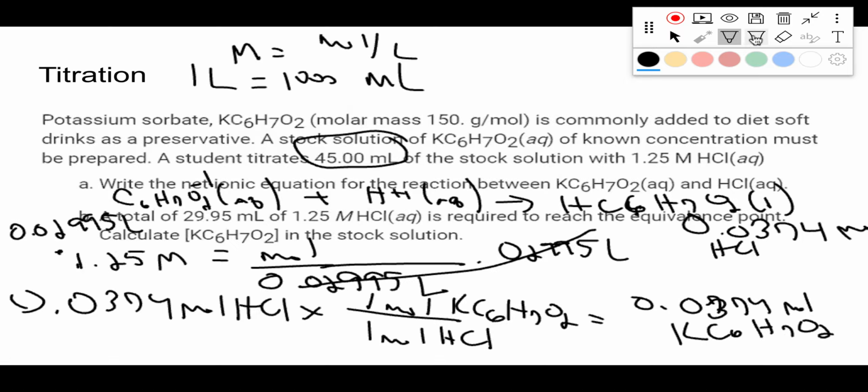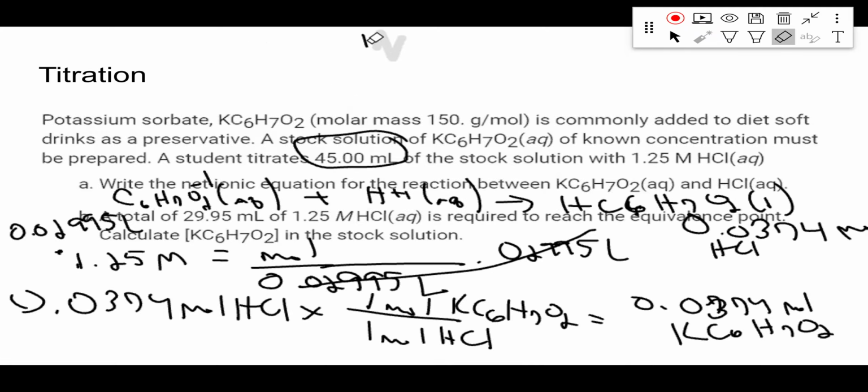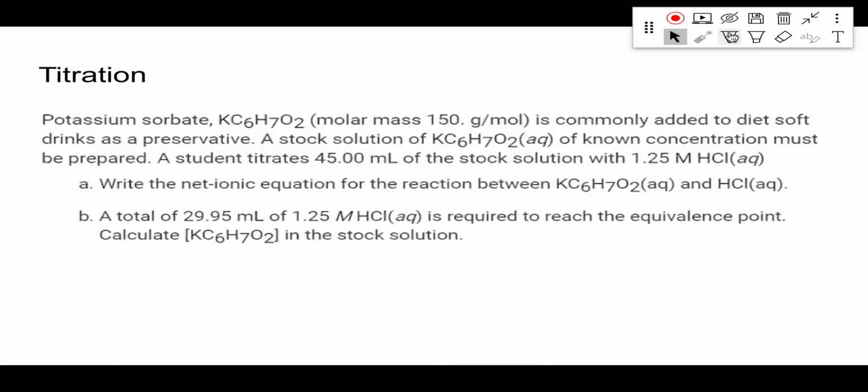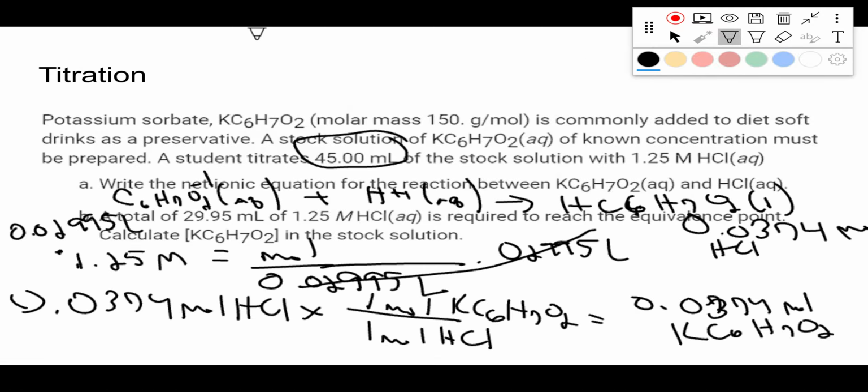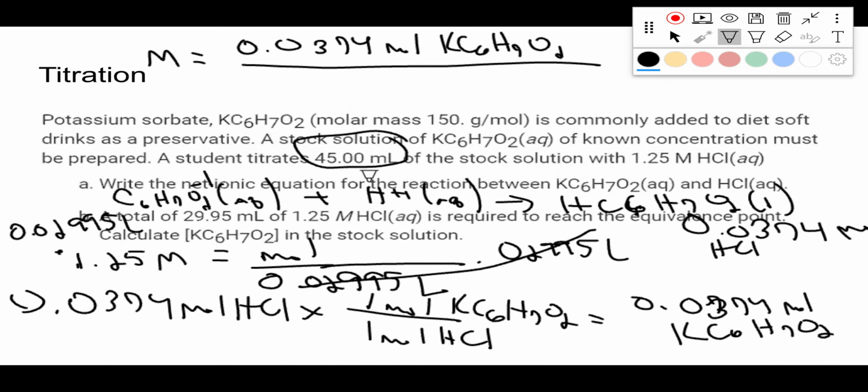Okay, so I'm going to erase up here. And so I am going to put, I'm trying to get to molarity. That is what my concentration is. So I'm going to put 0.0374 moles of KC6H7O2 over my volume, which is in my original equation. It says a student titrates 45 milliliters of the stock solution. This was the stock solution. So I'm going to convert that 45 milliliters. So I'm going to do 45 divided by 1,000 to get it into liters.